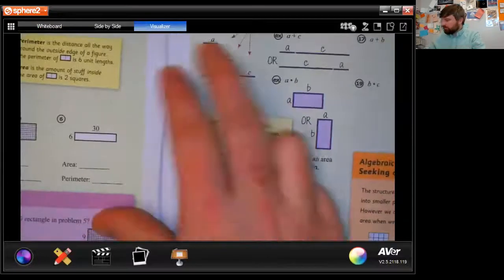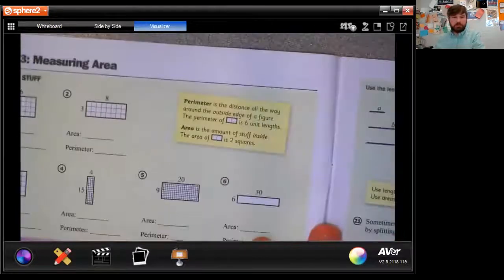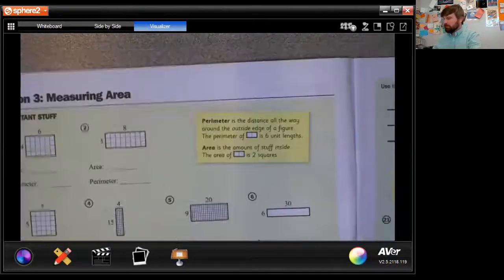All right, today we're going to take a look at the beginning of lesson 3, and lesson 3 is talking about area and how we can use the area model to help us do some things in algebra. So let's take a look at starting on page 12. Page 12, looking at the important stuff, the stuff in green.